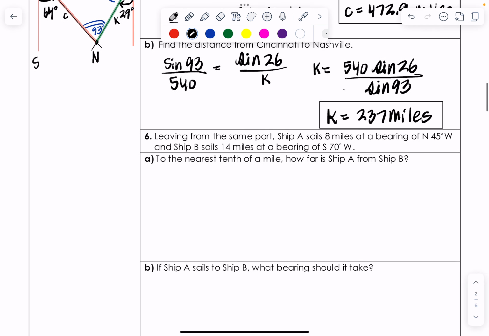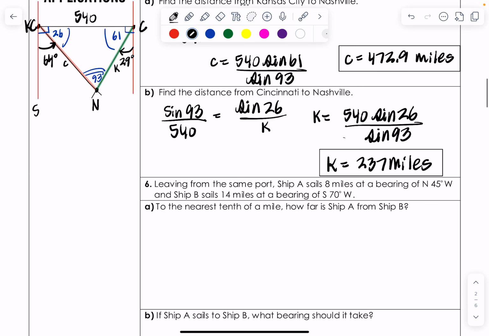Alrighty, almost done. Last little bit. Okay, so this last problem, leaving from the same port, ship A sails 8 miles at a bearing of north, 45 degrees west. Ship B sails 14 miles at the bearing of south, 70 degrees west. So if you want to try to draw this out, just pause the video, see if you can draw it out.